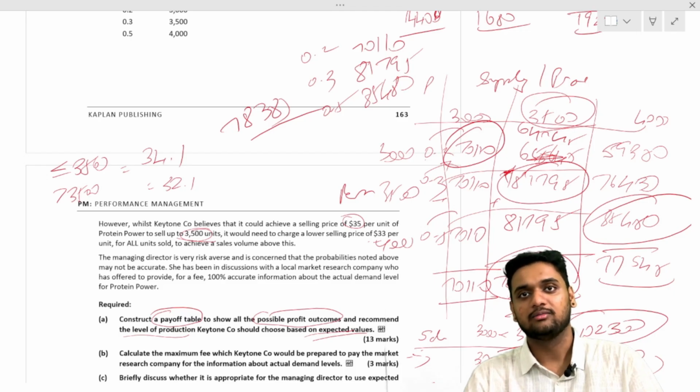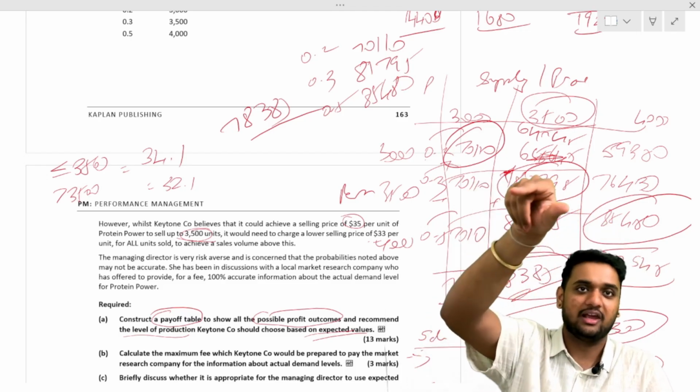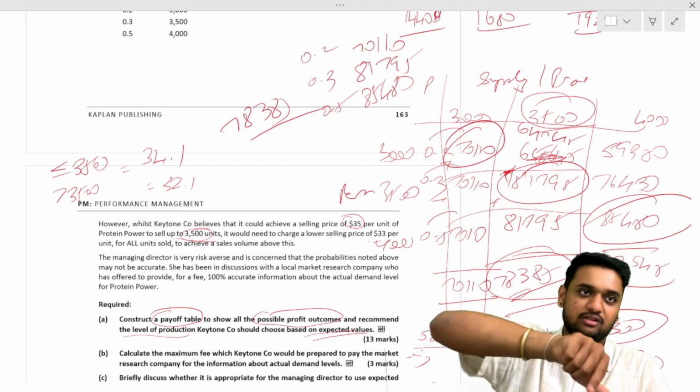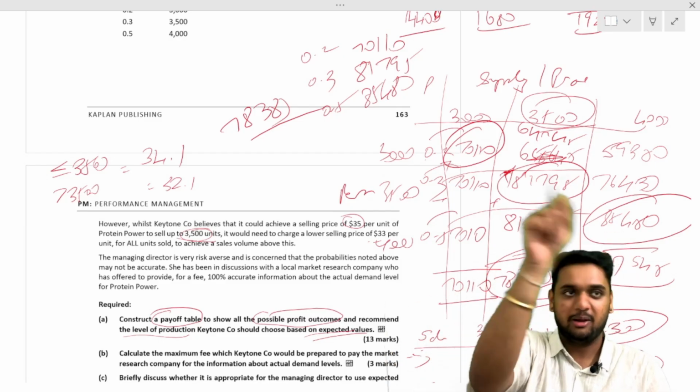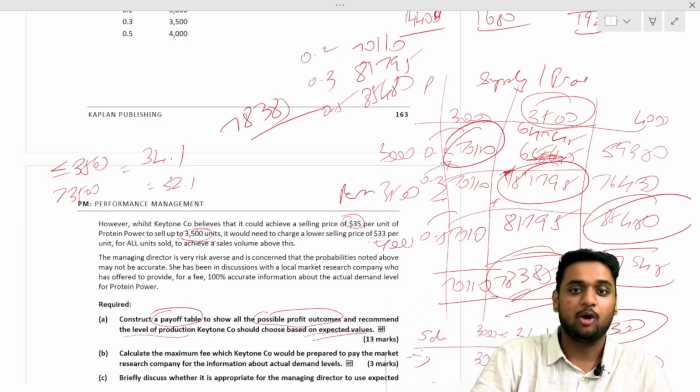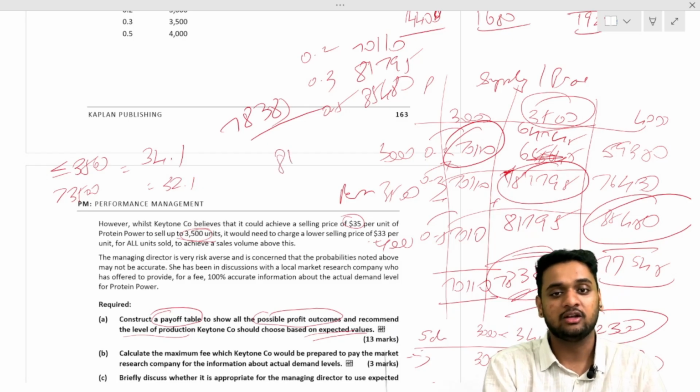Understood? If you produce 3,000 and sell 3,000, how much will you get? If you produce 3,500 and sell 3,500, how much will you get? If you produce 4,000 and sell 4,000, how much will you get? Multiply that with respect to probability, how much will you get? You got 81,000.